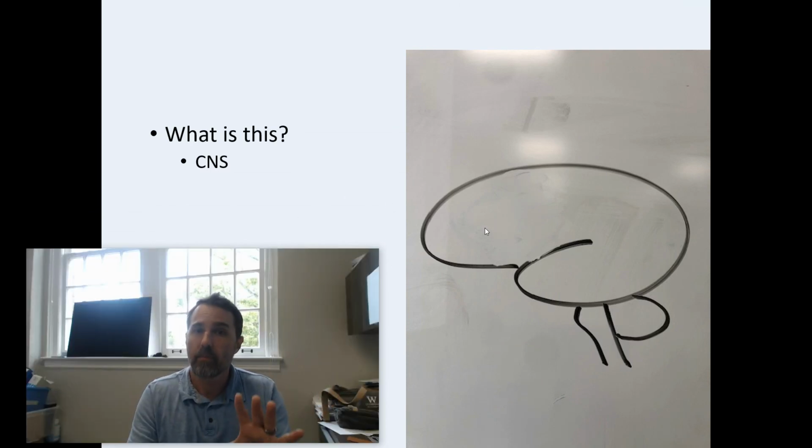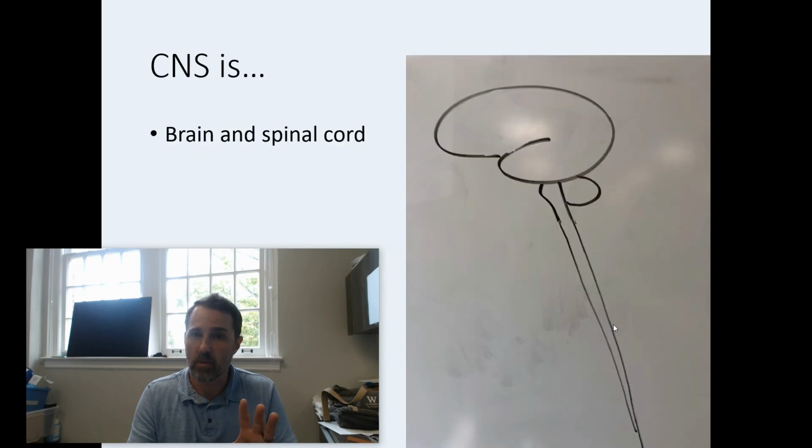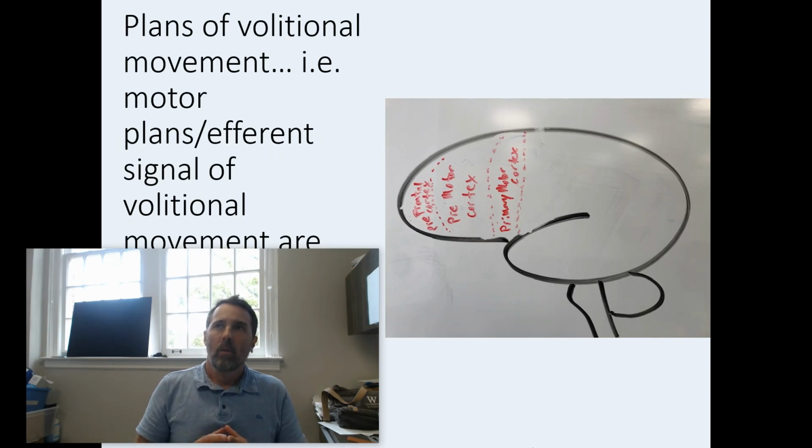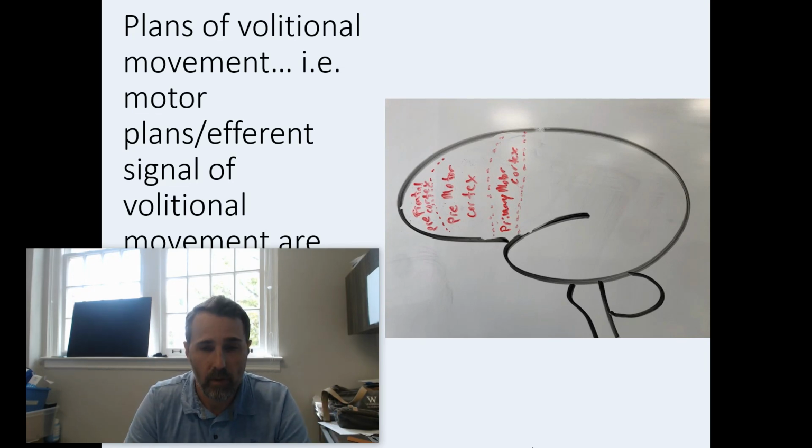What is this? Brain and spinal cord, central nervous system, right? Spinal cord is part of the central nervous system. Plans of volitional motor movement are generated in the frontal lobes of the brain, the left and the right frontal lobes.